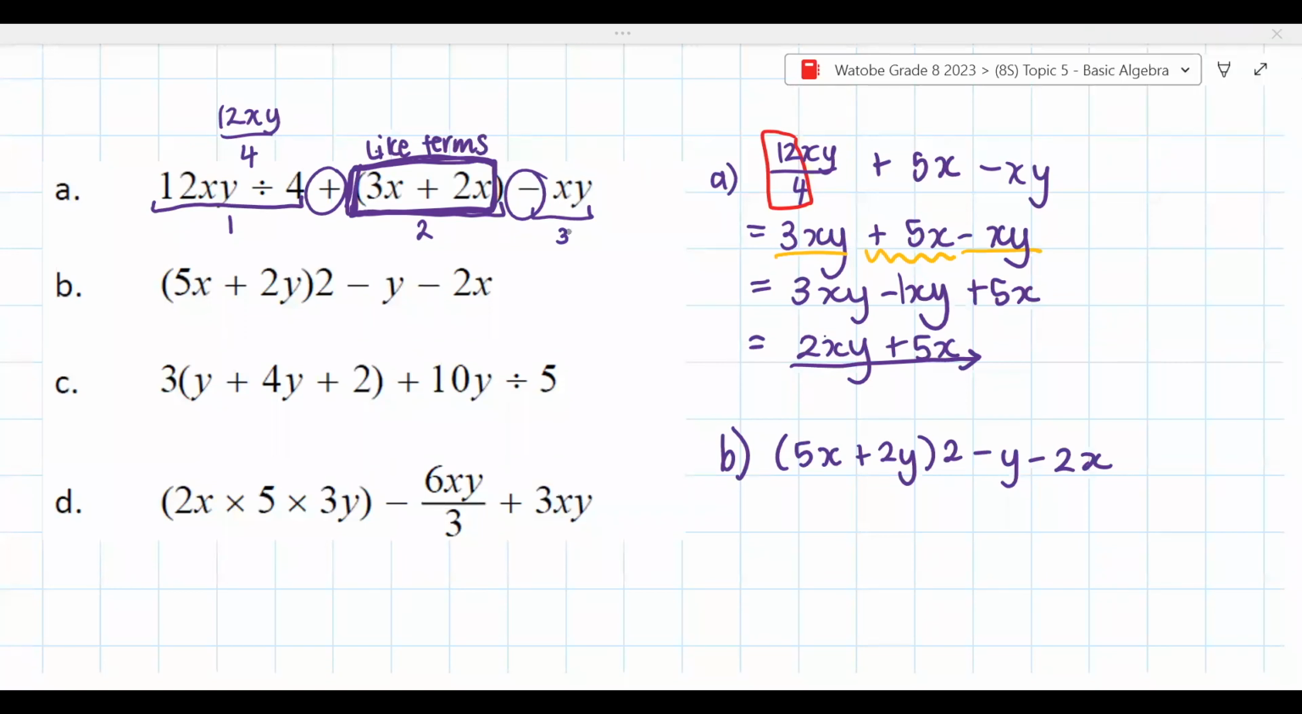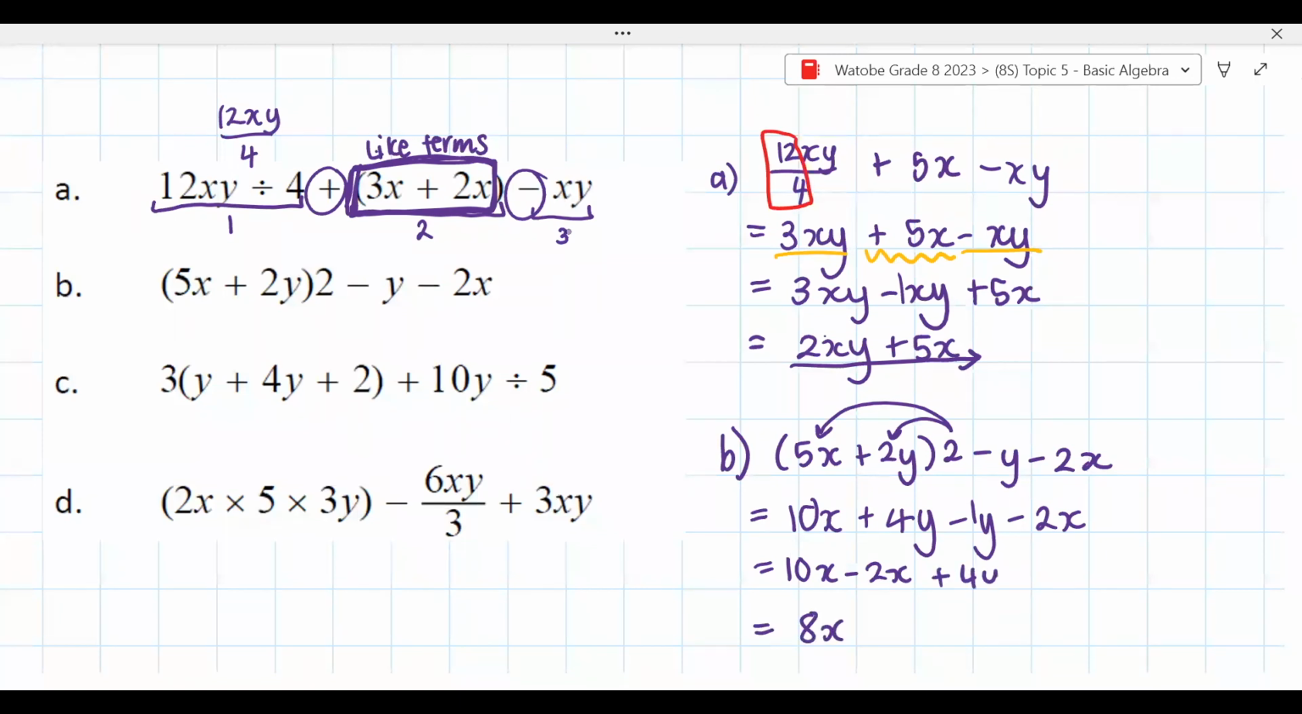Okay. So I said 5x times 2, which was 10x, plus 2y times 2, which was 4y, minus 1y, minus 2x, which was 10x minus 2x, which was 8x, plus 4y minus 1y, which was 3y. Perfect. Well done.